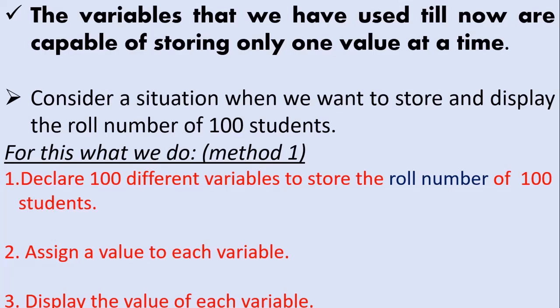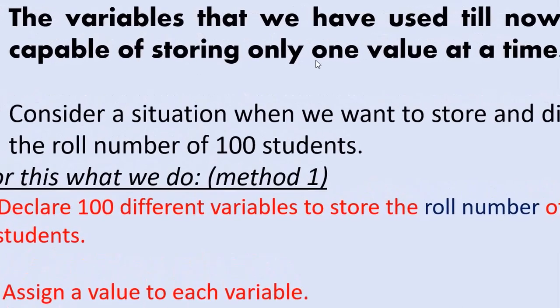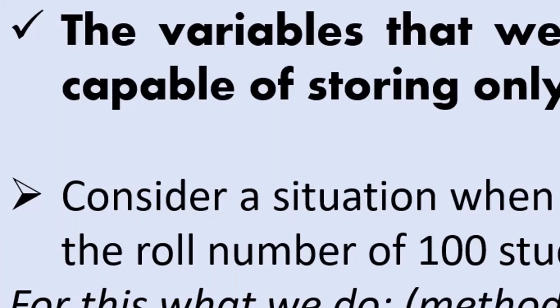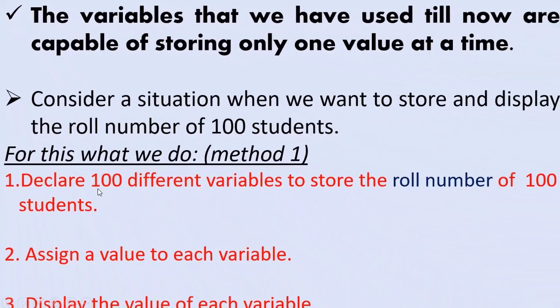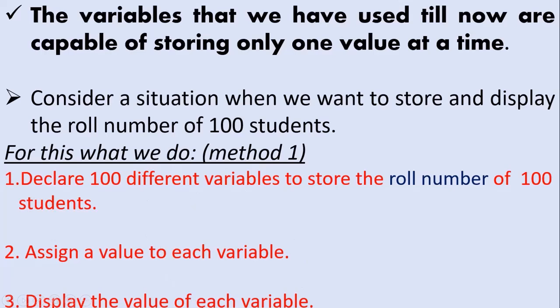That means, as we know, one variable can store a single value at a time. That means if we have to store more than one value, if we are taking this example for 100 students, we have to use how many variables? We have to use 100 different variables for assigning the value and for displaying the value. Isn't it? Is that clear? So, till now, there is the method 1.